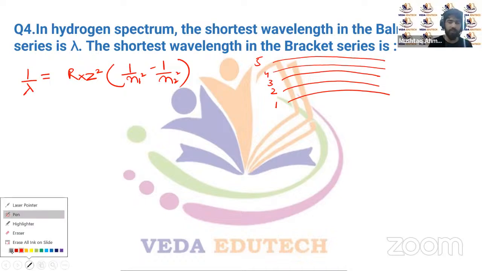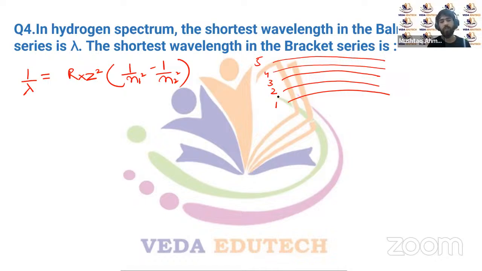For the Balmer series, the transition is between any n2 state to n1 equal to 2. This is for the Balmer series.